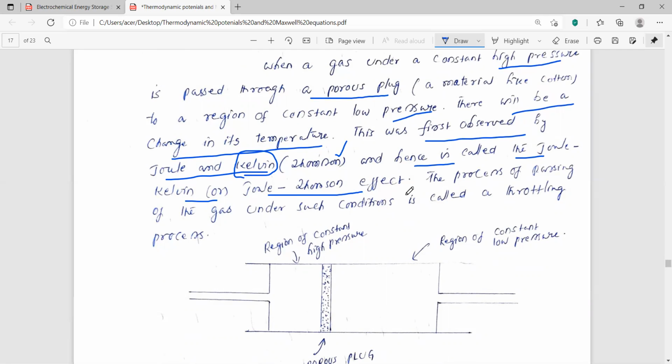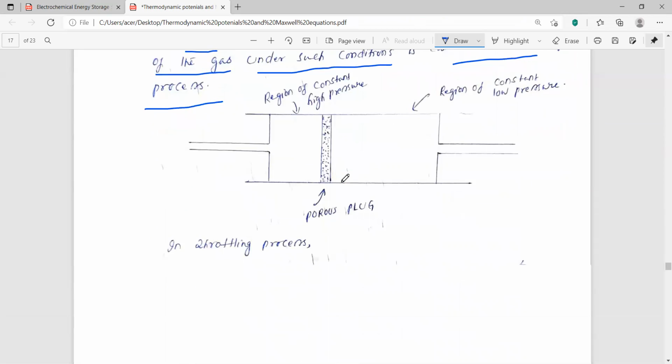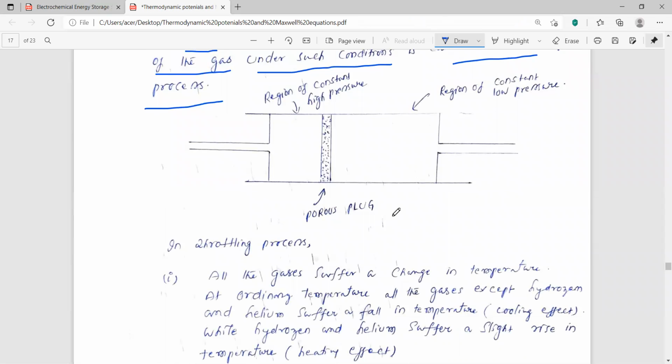This process of passing of gas under such conditions is called throttling process. So this process, passing of gas from the region of high pressure to the region of low pressure, is called throttling process. You see, this is the figure related to this process, throttling process. You see, this is the high pressure region and this is the low pressure region.